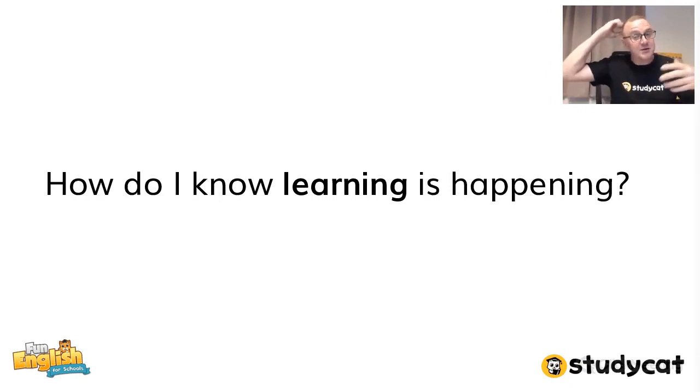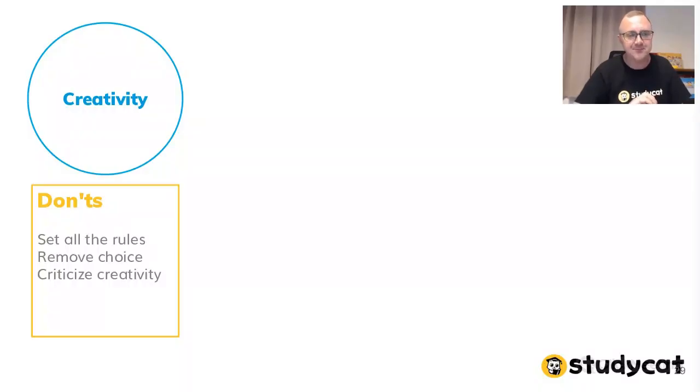And that's the hardest one because you don't know. They kind of leave. So you've got to be watching. Are they trying new things? Are they trying on their own? Then you know there's probably learning happening. Let's have a look. So the first one, let's have a look at creativity.